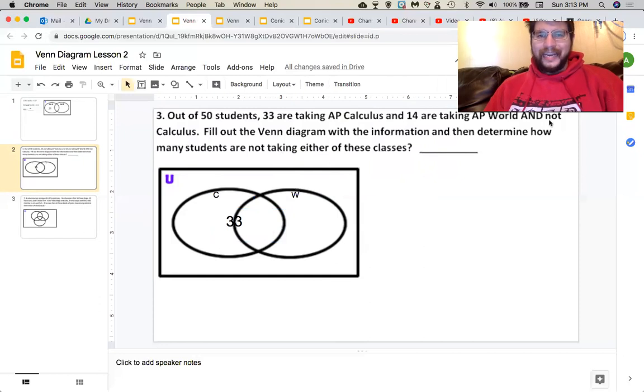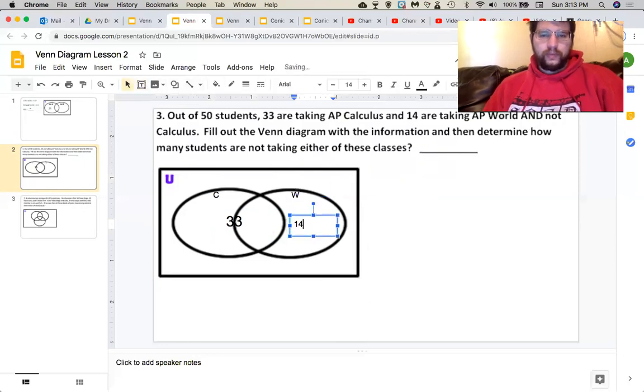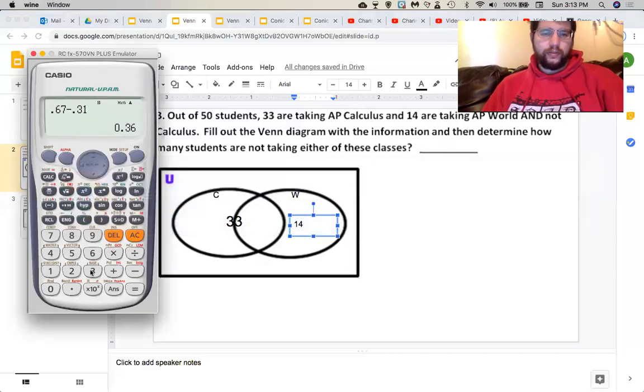14 are taking World History and not Calculus. Okay, so if I do that right here, 14. So I know 33 here, 14 from this weird chopped off section here. So if I add those together, that's 47 students all together. 33 plus 14. 47. So if I add all of calculus, that's 33, plus this chopped off part is 14. That makes 47 in either calculus or world history.